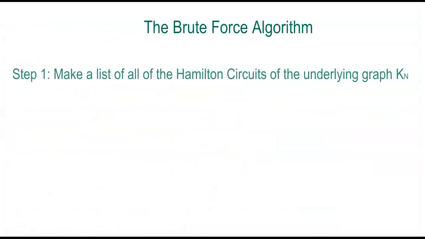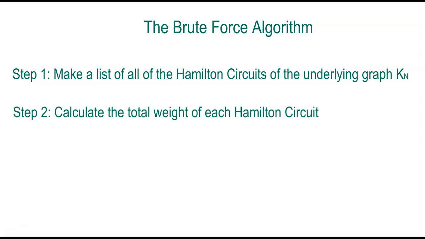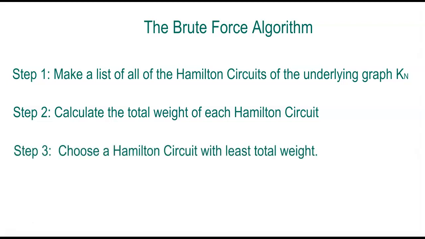Let's review the steps of the brute force algorithm. First, we made a list of all Hamilton circuits of the graph of Kn. In this case, it was K5. Then we calculated the total weight of each Hamilton circuit. In this example, the weight of each edge was the cost of the flight. And finally, we chose the Hamilton circuit with the least total weight.